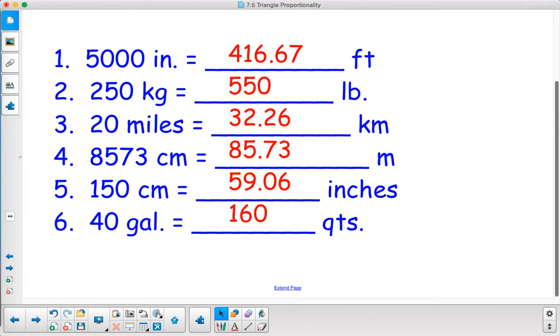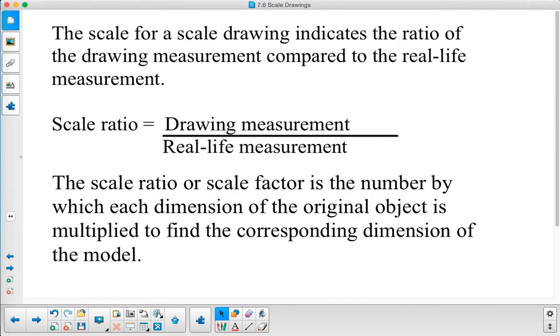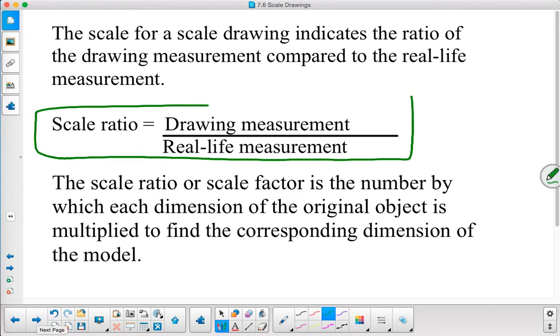All right, so after the practice of conversions, then we went to lesson 7.6, and we'll talk about scale drawings. So we're going to make pictures today. You'll probably need to pause this so that you can get written down everything that you want. But a scale for a scale drawing indicates the ratio of the drawing measurement compared to the real life measurement. So you need to make sure that you have this relationship.